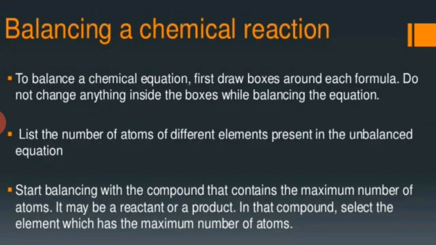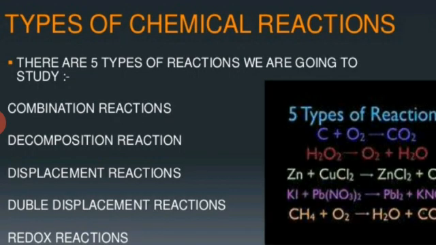To balance the chemical equation, first draw boxes around each formula. Do not change anything inside the boxes while balancing the equation. List the number of atoms of different elements present in the unbalanced equation. Start balancing with the compound that contains the maximum number of atoms. It may be a reactant or a product. In that compound, select the element which has the maximum number of atoms.